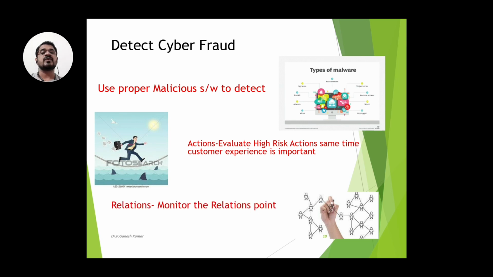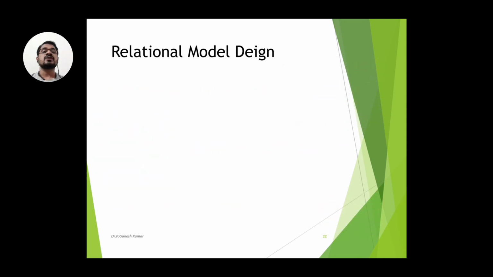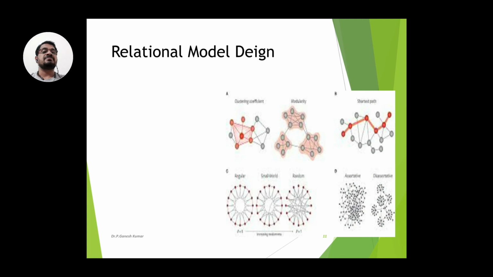And the third very important thing is relations. You need to monitor the relation points, as we know from graph theory. You have to monitor and relate from the behavior side, the session side, the user point of view, as well as the network point of view. From that you need to make some clusters also. So the relational model design, graph theory, we might have studied. So how do we map it? What are all the behavioral mappings? What are all the user session mappings?